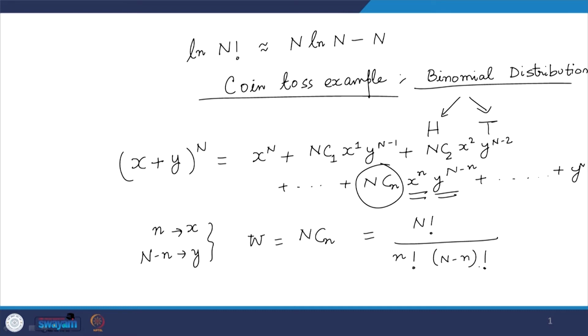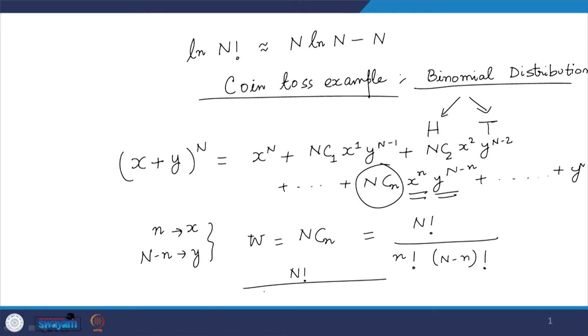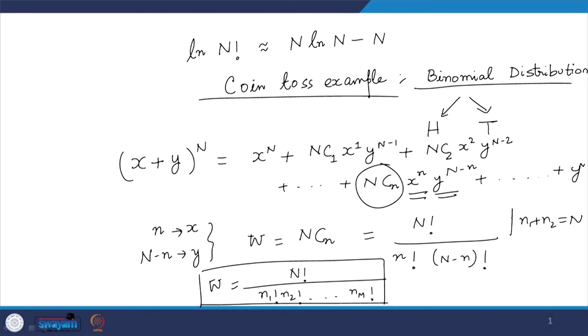but written slightly differently. So, in general, if I have to find the ways of dividing capital N things into n1 things of a particular type, n2 things of some other type and so on, this is the number of ways. For a binomial distribution, since n1 plus n2 is equal to N, we can replace n2 with N minus n1, and in this case I am using n1 equal to n.